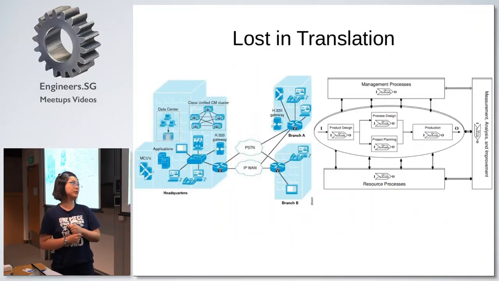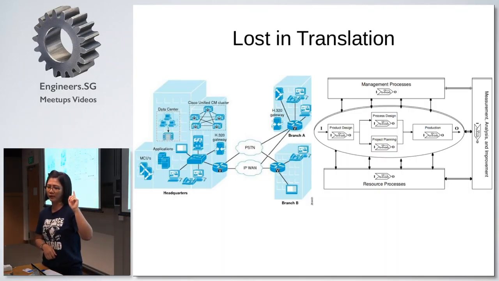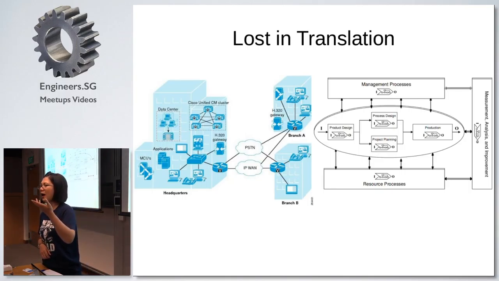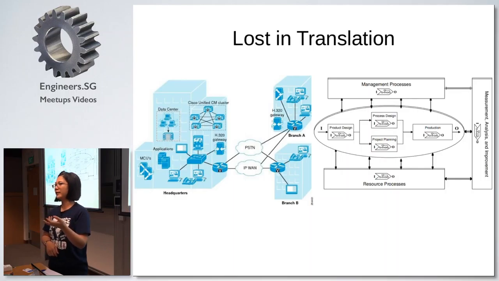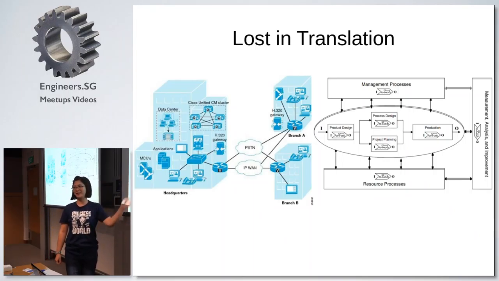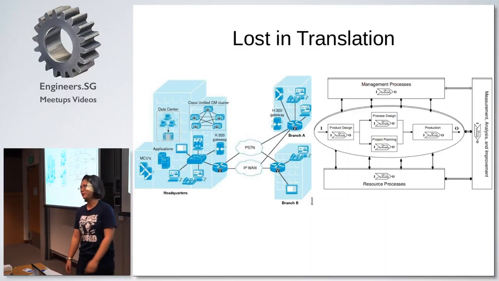So another form of nuisance finding actually comes from something we call loss in translation. And this actually happens quite a lot in IT. It's when we ask, for example, this particular one that I'm trying to show is that I'm asking how do you set up and operate your system. And then the engineer comes out and shows my network diagram, my architecture diagram. Very nice, all well drawn. It even has branch A, branch B.